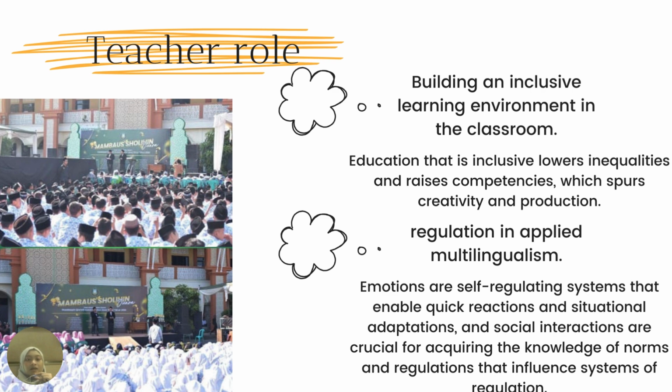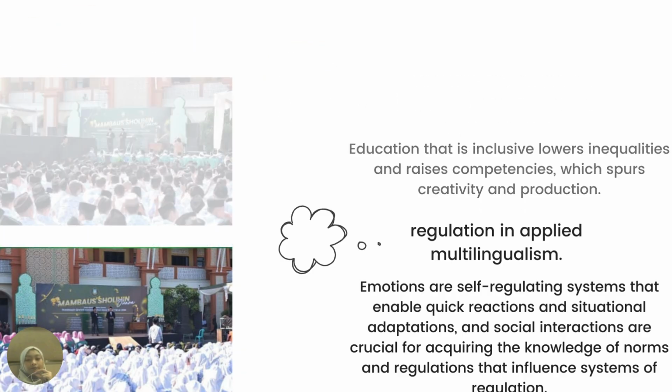And the second is regulation in applied multilingualism. Emotions are self-regulating systems that enable quick reaction and situational adaptation, and social interaction is crucial for acquiring the knowledge of norms and regulation that influence the system of regulation. So teachers can introduce them to emotional regulation, so everyone can be aware of themselves to implement multilingualism and social emotional learning.